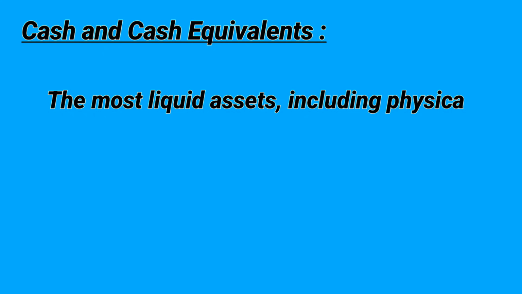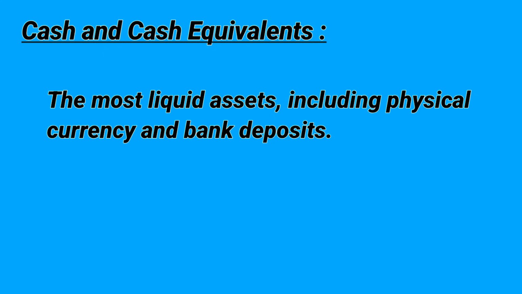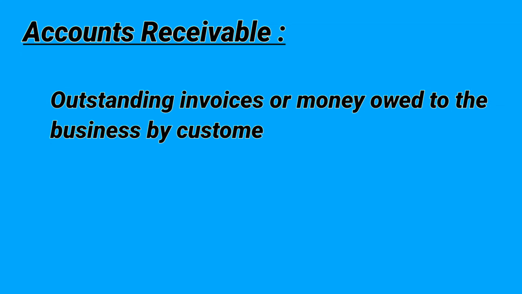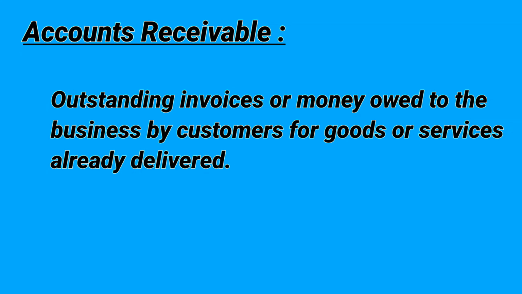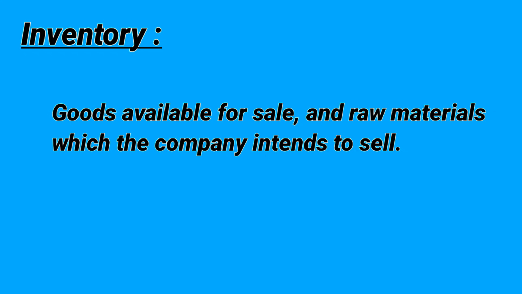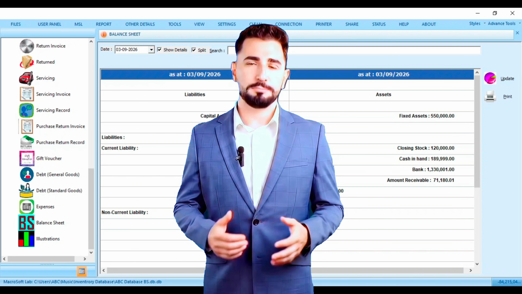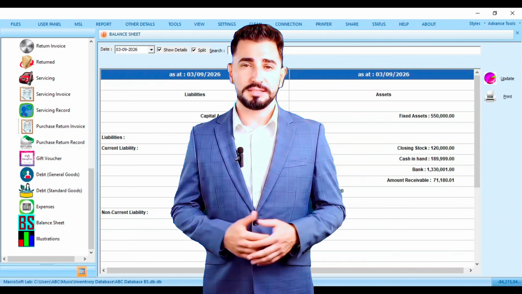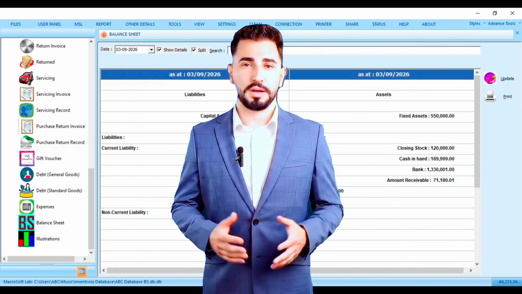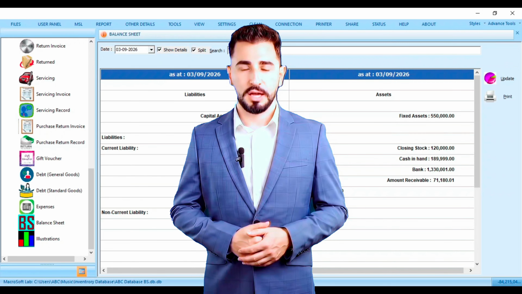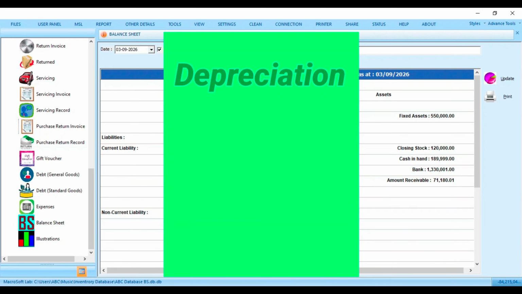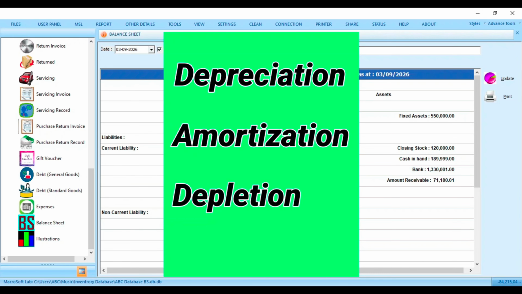The most liquid assets, including physical currency and bank deposits. Accounts receivable. Outstanding invoices or money owed to the business by customers for goods or services already delivered. Inventory. Goods available for sale, and raw materials which the company intends to sell. Non-current assets are illiquid company resources expected to provide economic benefits for more than 1 year. They are capitalized rather than expensed, meaning their cost is spread over their useful life through depreciation, amortization, or depletion.